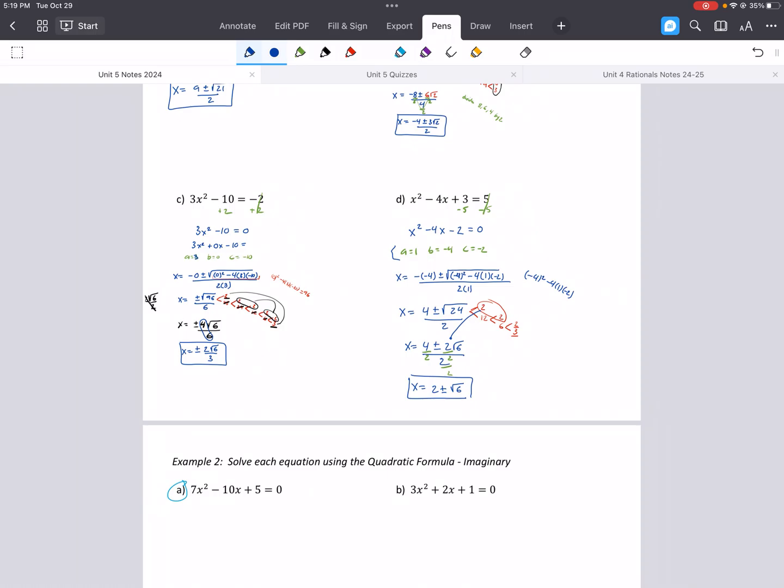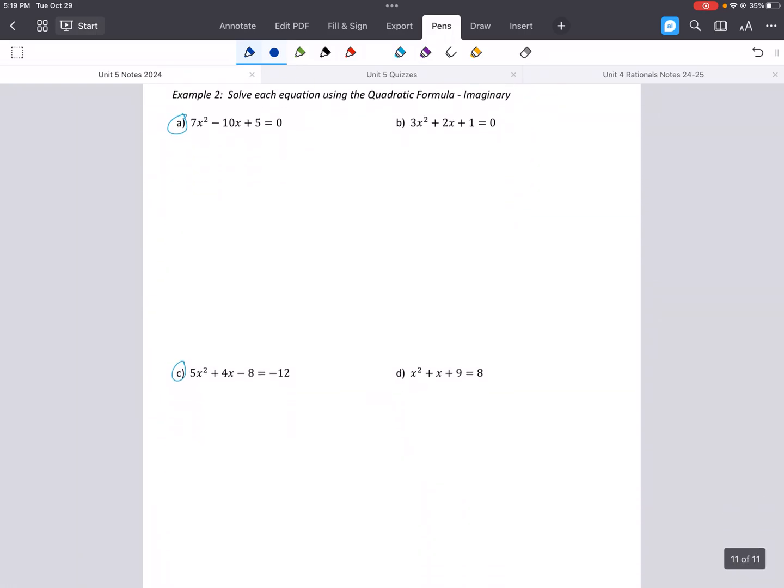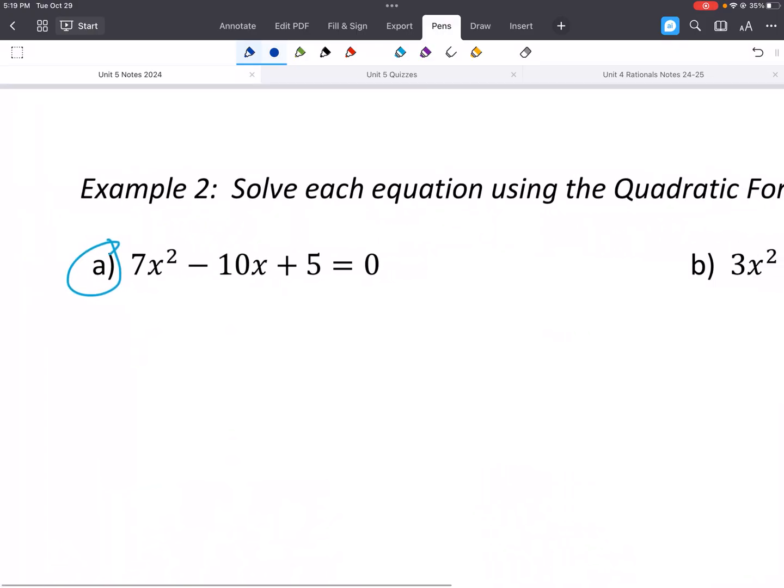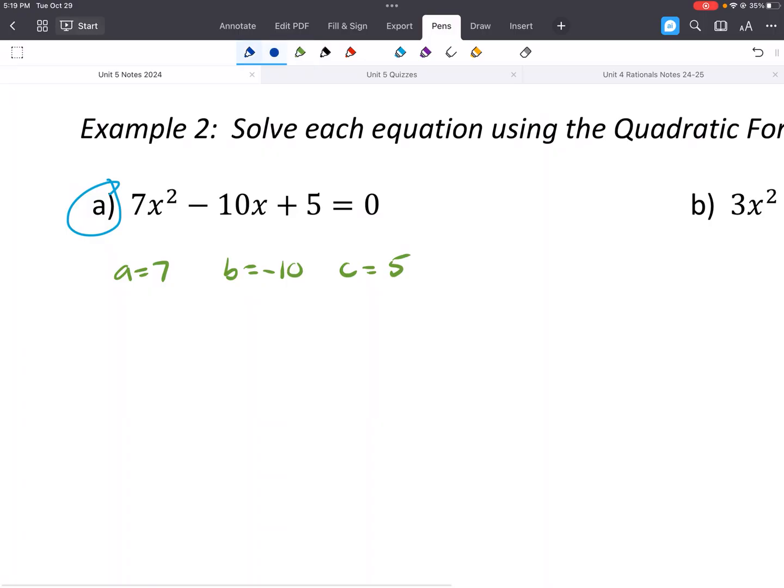All right, we have 2 left. Again, I'd encourage you, if you would please, to pause and see how far you can get without getting any help. Okay, so this is in standard form. A is 7, B is -10, C is 5. Plug it in.